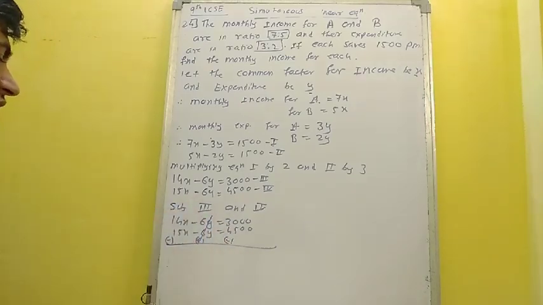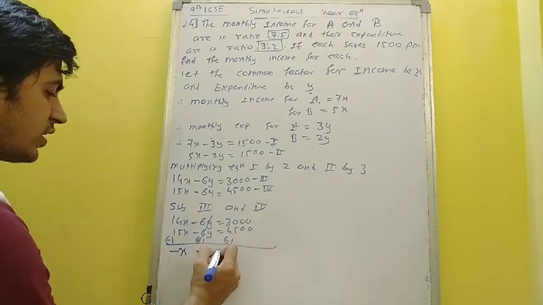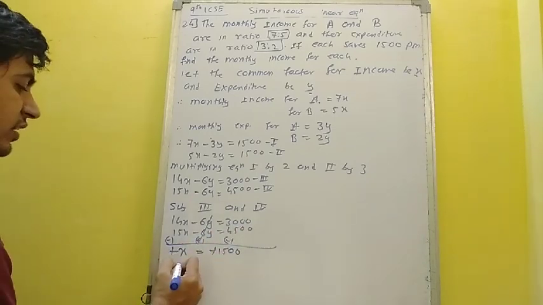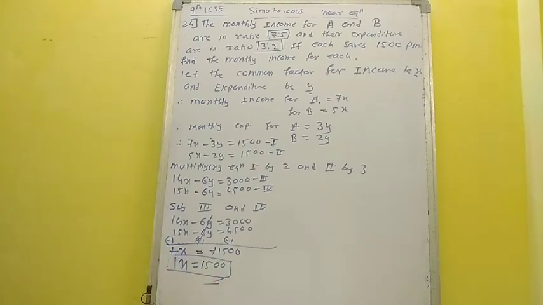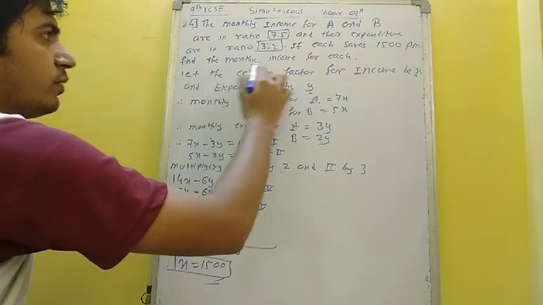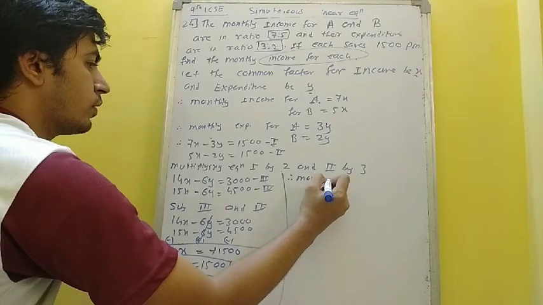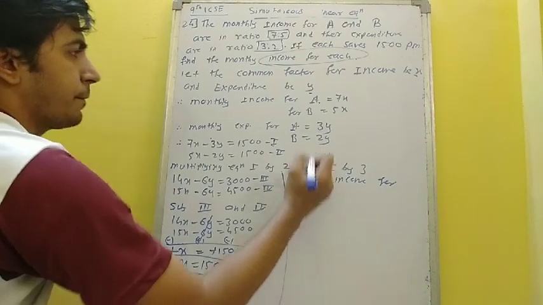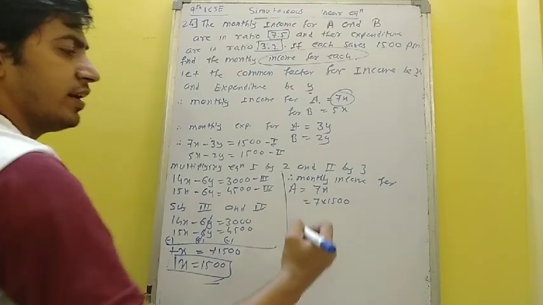So minus plus gets cancelled. 14 minus 15 is minus x. 3000 minus 4500 is minus 1500. We have value of x is equal to 1500. So we have x and we only want income. Find the monthly income. Therefore monthly income for A is 7x. That is 7 into 1500.